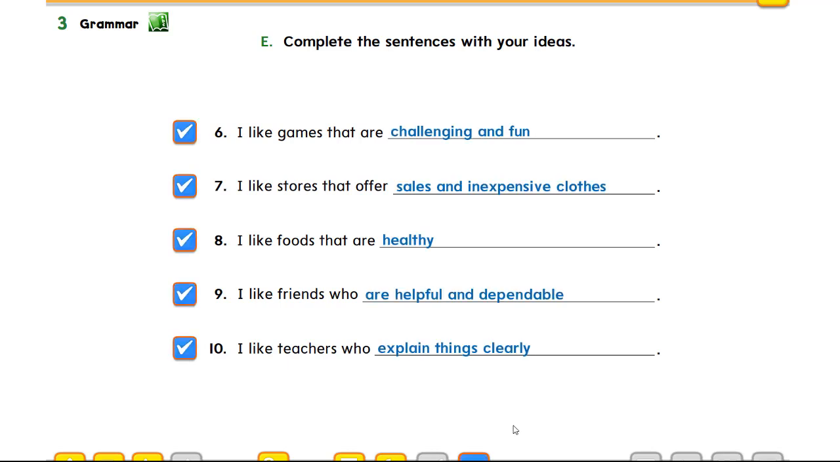Complete the sentences with your ideas. أكمل بأفكارك. 6. I like games that are challenging and fun، أحب الألعاب التي فيها تحدي وممتعة. 7. I like stores that offer sales and inexpensive clothes. أحب المتاجر التي تعرض تخفيضات وملابس غير غالية. 8. I like foods that are healthy. الطعام الذي صحي. 9. I like friends who are helpful and dependable. أحب الأصحاب الذين يساعدون ويعتمد عليهم.